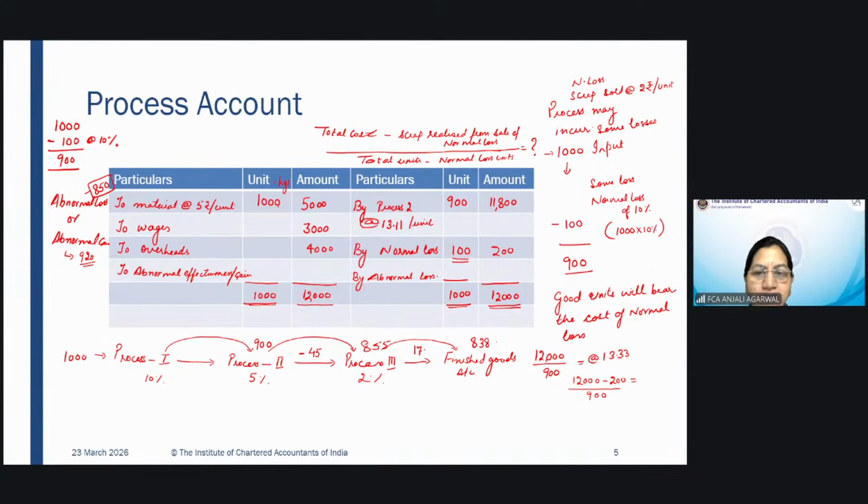Similarly, when you handed the workers 1,000 units to work on, we were expecting them to lose 100 units, so we were expecting 900 units to be produced. But if they produce only 850 units, they have generated an extra loss of 50 units more than the normal loss. That will be treated as abnormal loss.